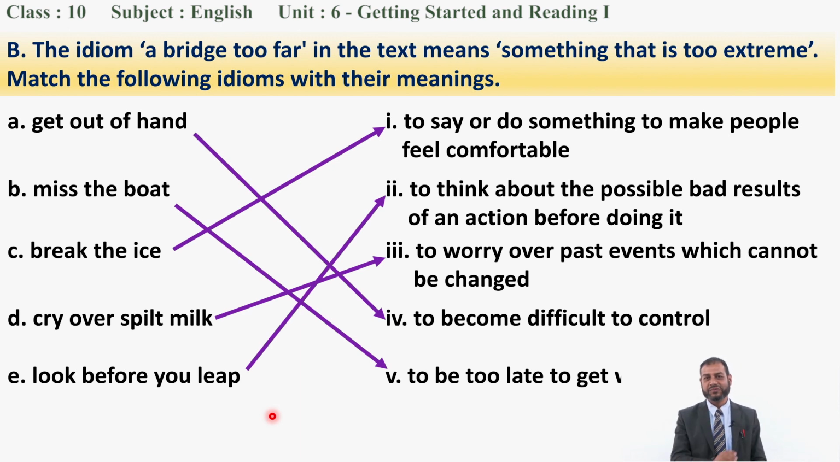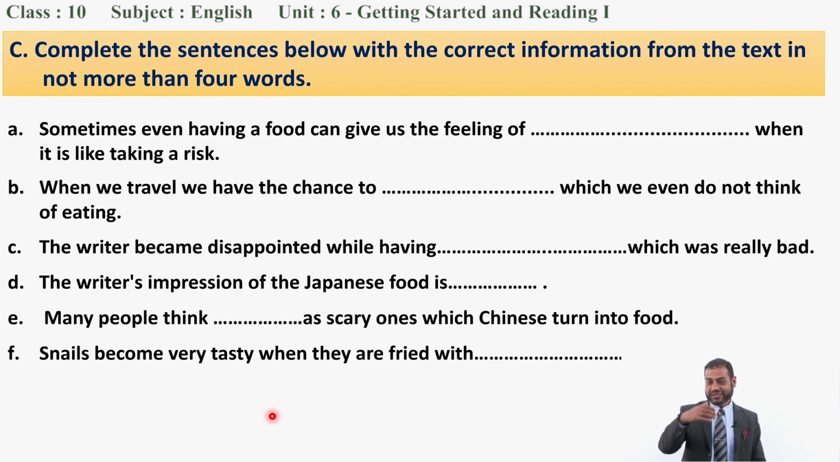Okay, you can tell me from your textbook. Tell me once again. Yes, you are right. It means that the textbook is there with you. Good job. Now see, and what does the instruction say to us? Please read it now. Have you finished reading? Good. Yes, the instruction says complete the sentences below with the correct information from the text in not more than 4 words.